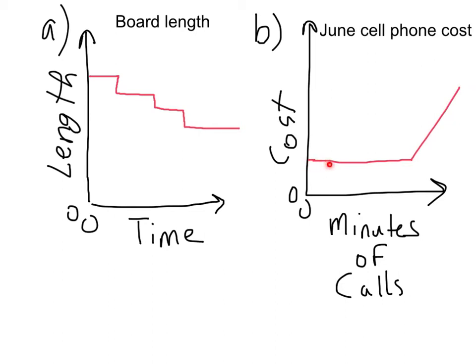Well, your cell phone carrier gives you a number of minutes, and the cost remains the same. Let's say you get 500 free minutes. And then all of a sudden you start going over those minutes, and what starts happening? The cost starts going up. So the cost remains constant for a certain number of minutes and then starts increasing.